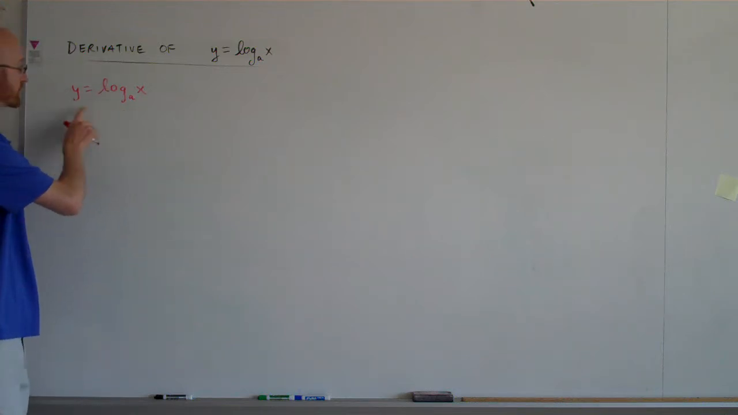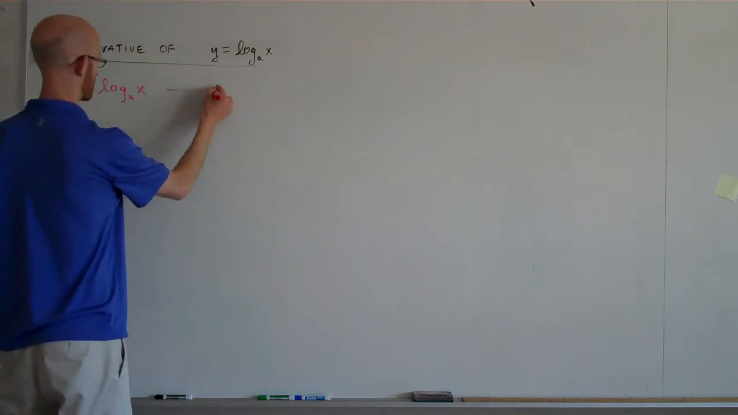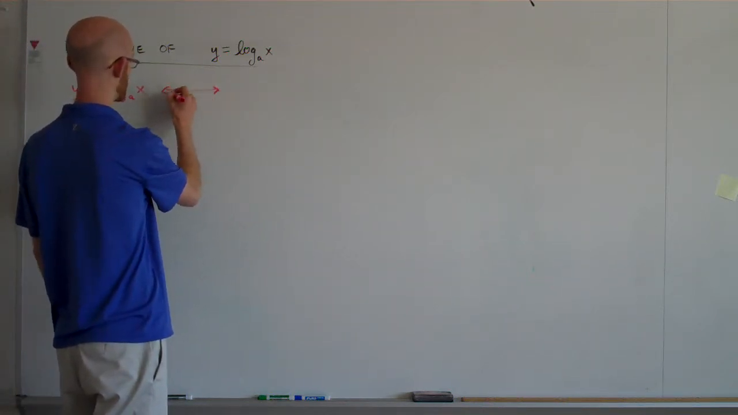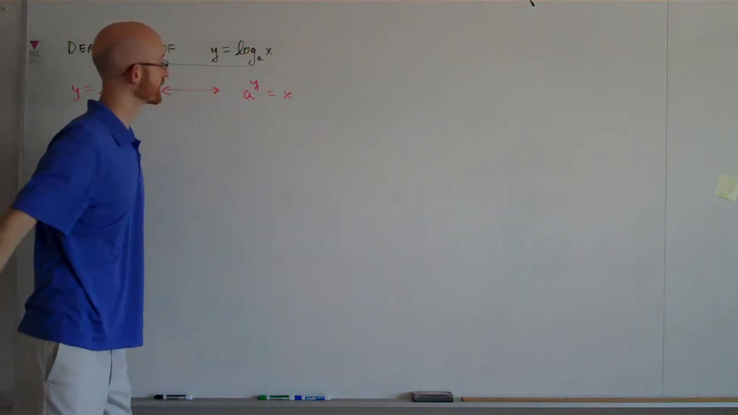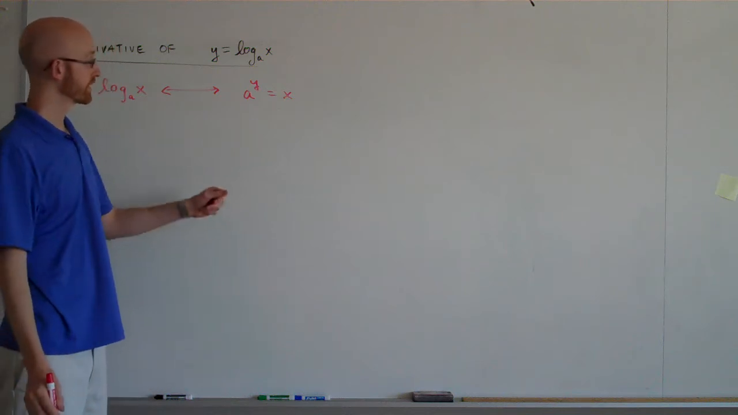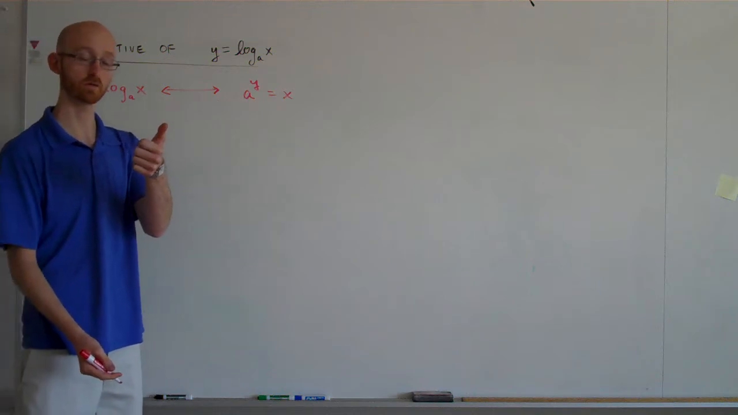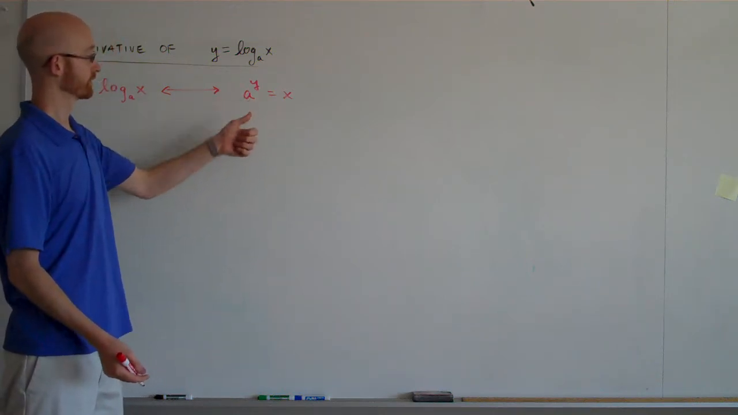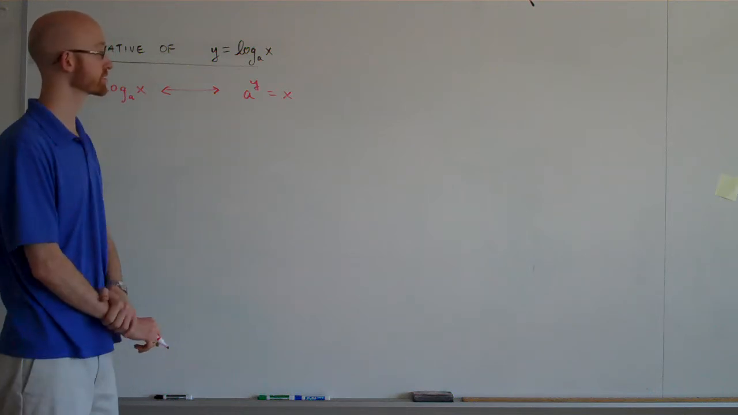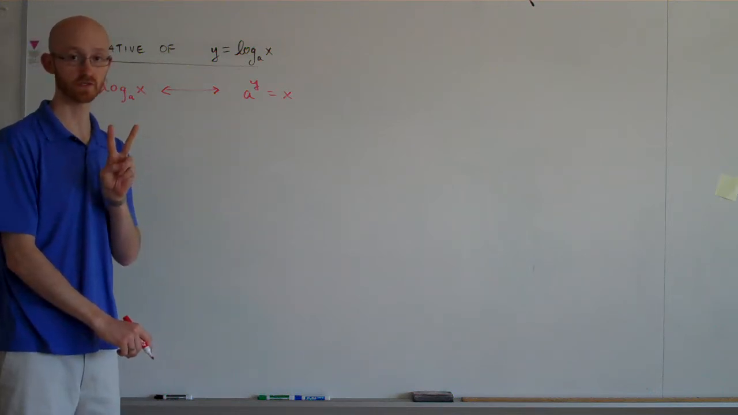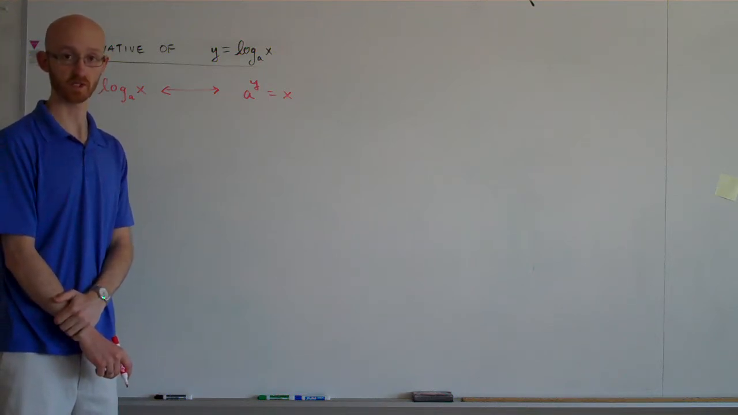Now if we write this in exponential form, these two are the same thing: a to the y equals x. This is a little more useful for us. One, we know the derivative of some value to a power, an exponential function. And two, and obviously now we're seeing how useful number two is, we understand implicit differentiation.